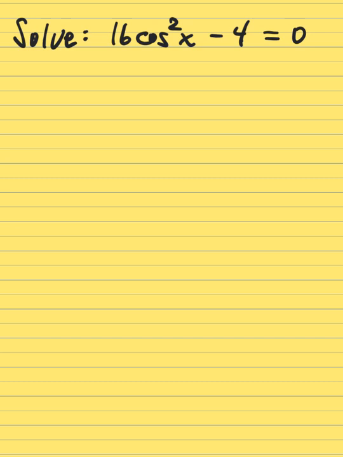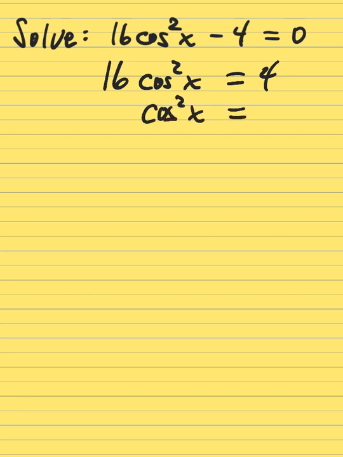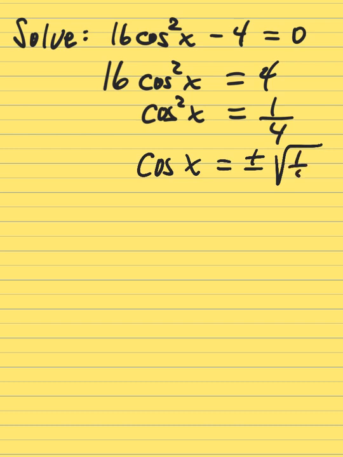In this example, let's add 4 to both sides. Divide by 16. 4/16 reduces to 1/4. By square root property, take the square root of both sides. Cosine will be positive negative square root of 1/4, which will give us cosine x equals plus minus 1/2. There are several locations for these.